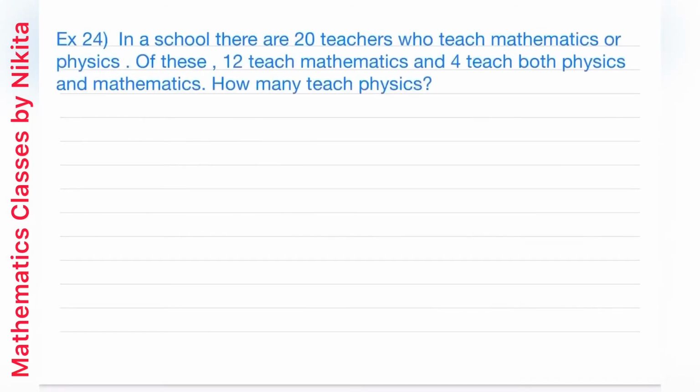Example number 24. In a school there are 20 teachers who teach mathematics or physics. Of these, 12 teach mathematics and 4 teach both physics and mathematics. How many teach physics? So basically we have two sets: the set of teachers who teach mathematics and the set of teachers who teach physics. So first of all you have to convert this word problem into a mathematical problem. So I need to name the sets. So let us start like this.